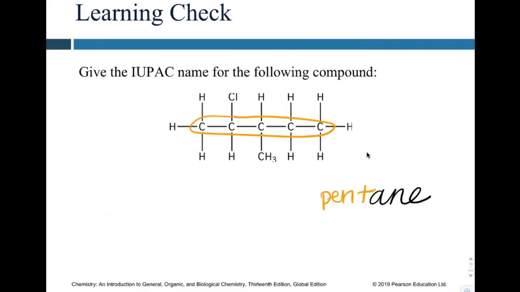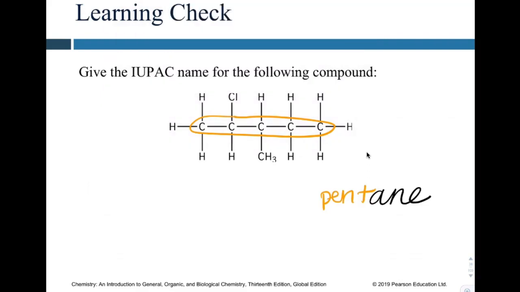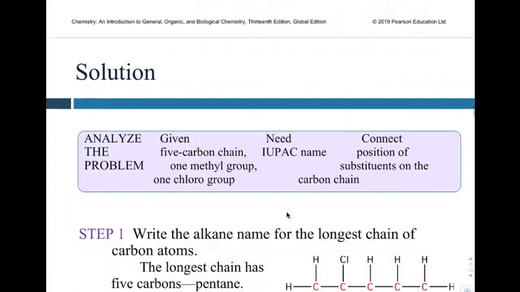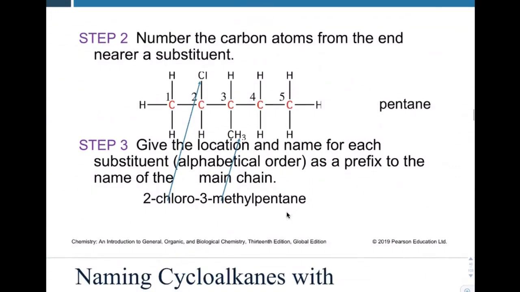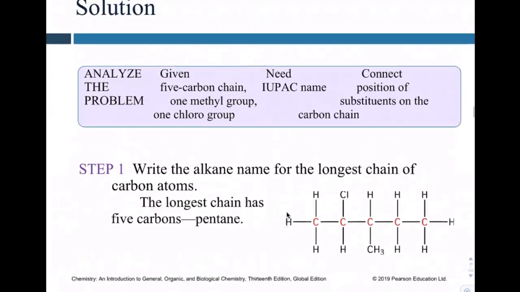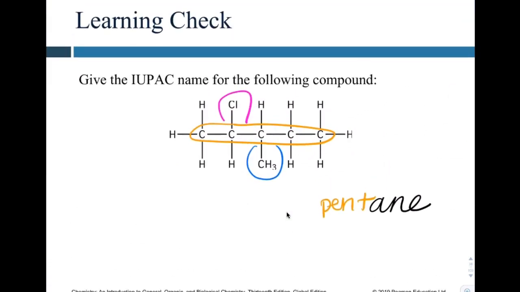And now we got some side chains, so we need to address them. I have 1 side chain here, and I have a side chain right here. Now hydrogens don't count as side chains, they're just normal parts of the main chain. And so we have to decide, which of these side chains is going to get the lowest number? You always want to give your substituents the lowest number possible.